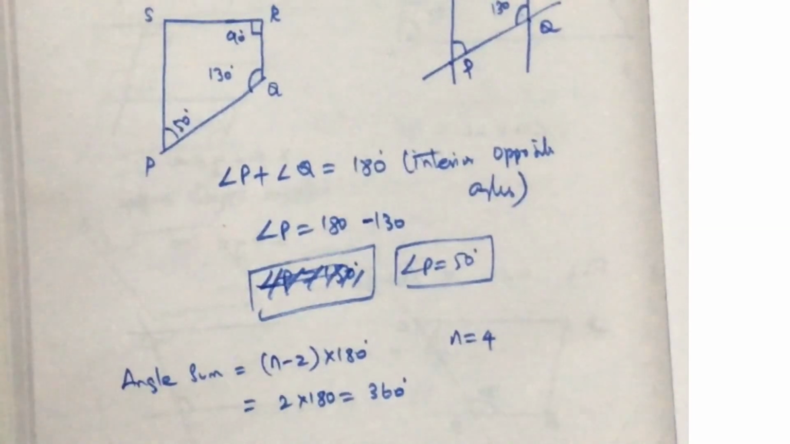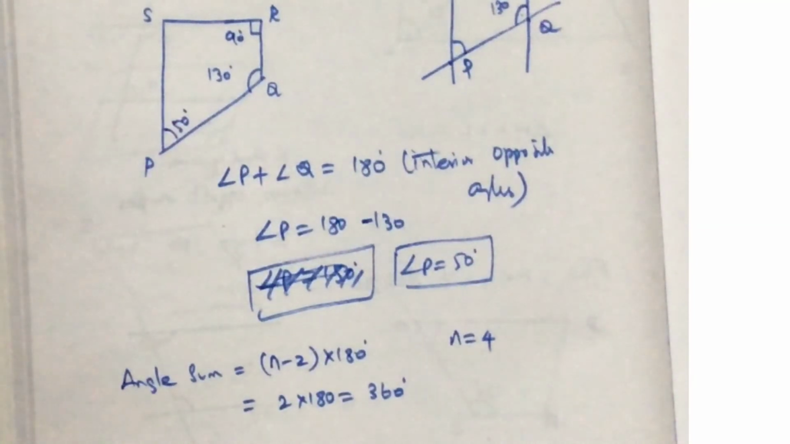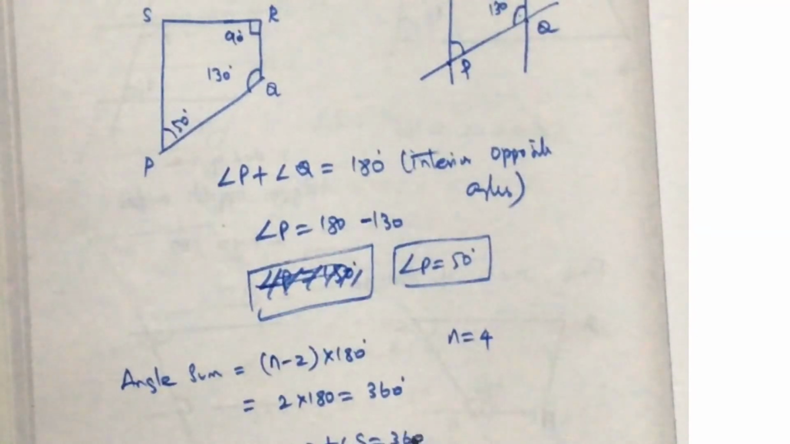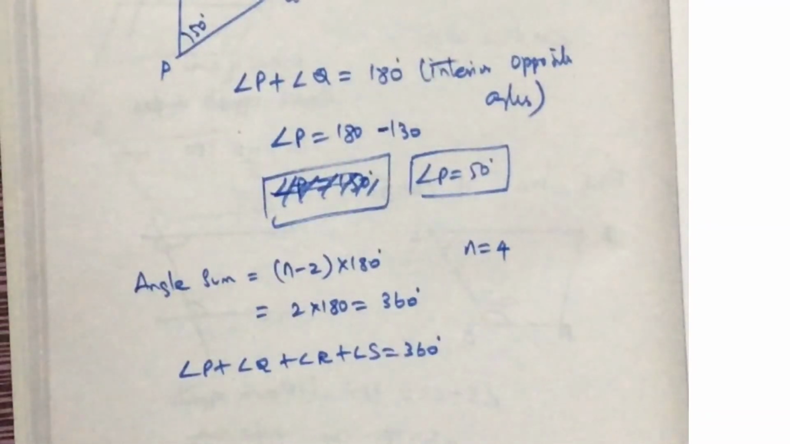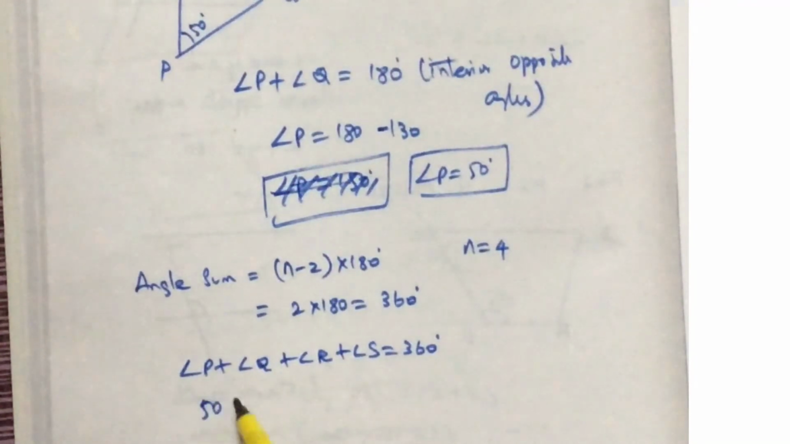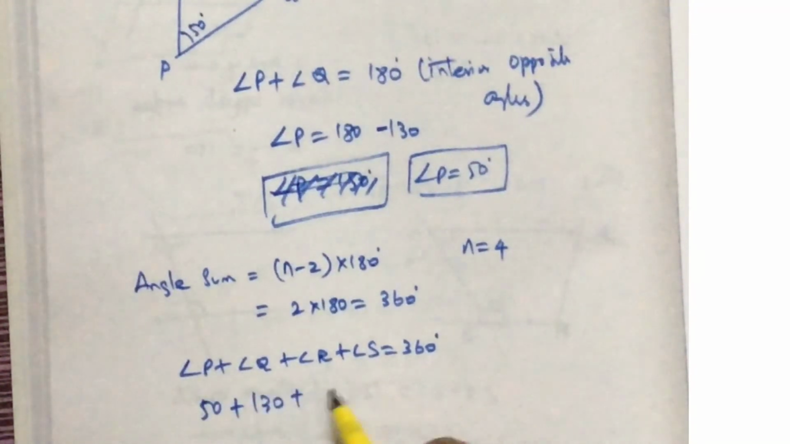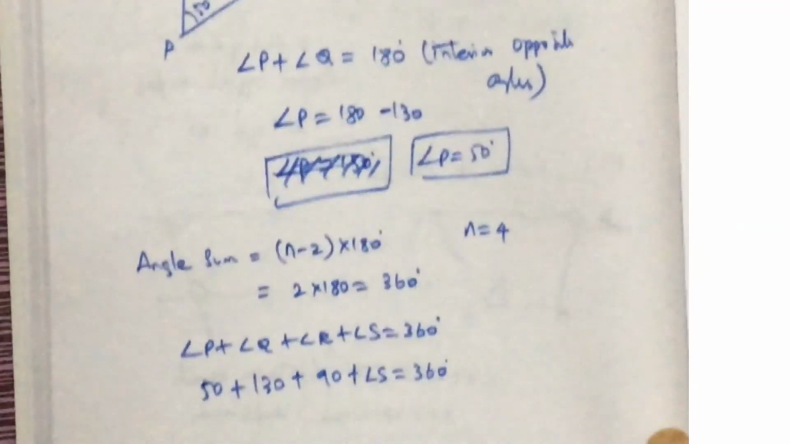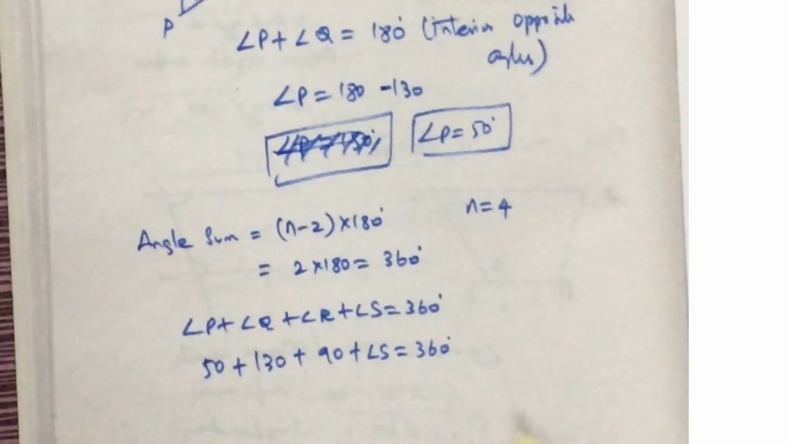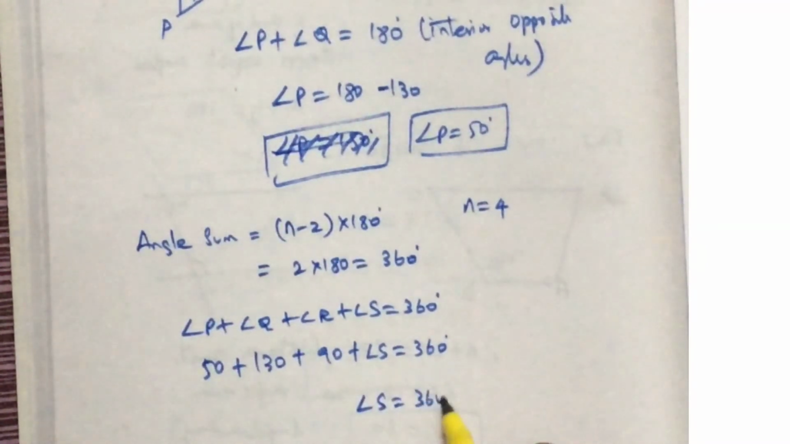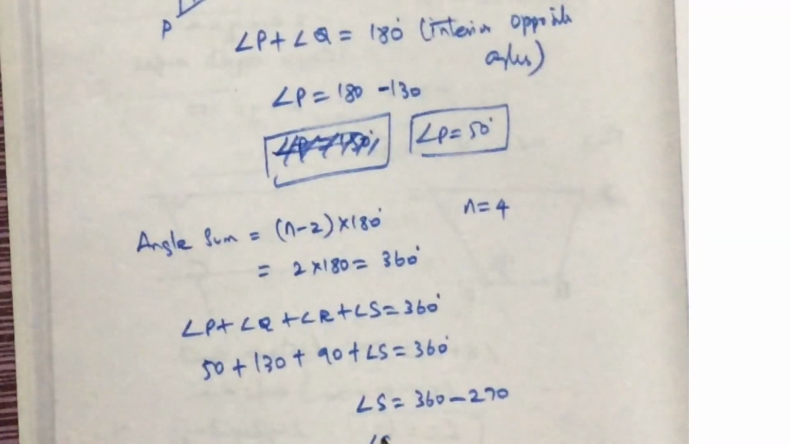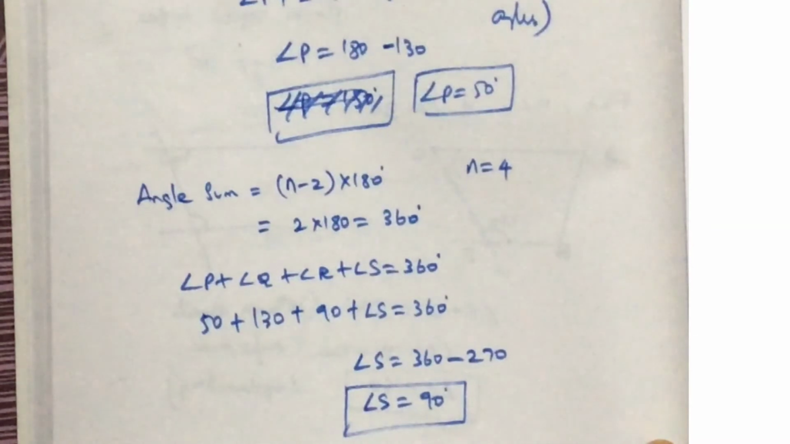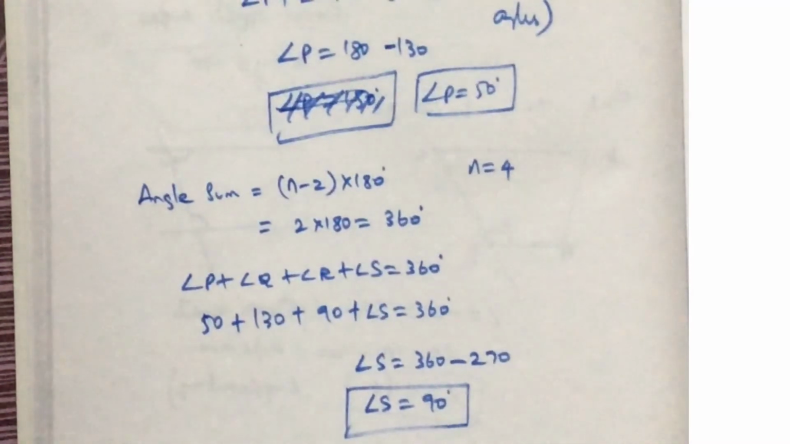I am going to add all the angles, angle P plus angle Q plus angle R plus angle S. That should give 360. Angle P is 50 plus angle Q 130 plus angle R 90 plus S, which we have to find, equals 360. If you add, this is 270. So angle S equals 360 minus 270. So angle S is 90. So P is 50 and S is 90.